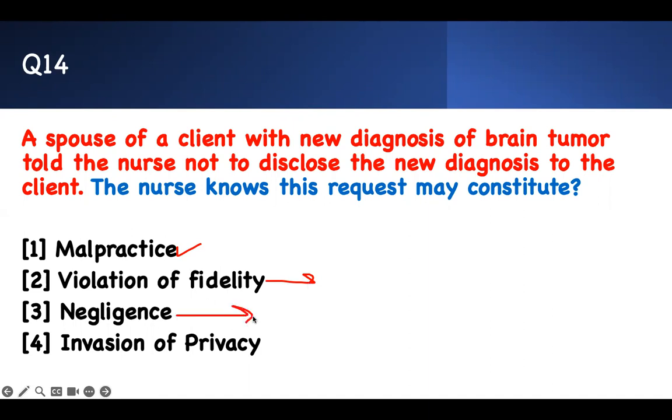Negligence, yeah. If you hold the truth, lack of communication about patient condition to anybody, especially the healthcare team, the doctor, the patient itself, you can be charged with negligence. You are not invading their privacy. So know that if you hold information from the client, it can be considered negligence. That's not standard of care.